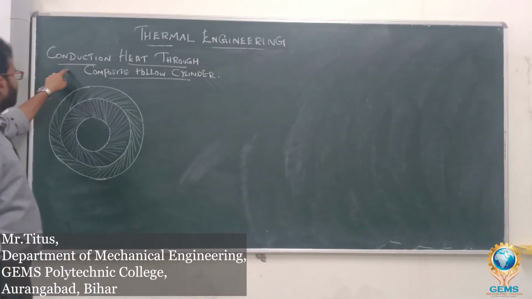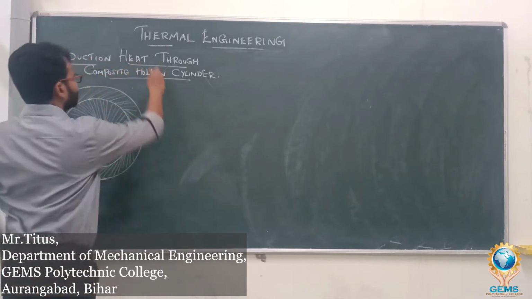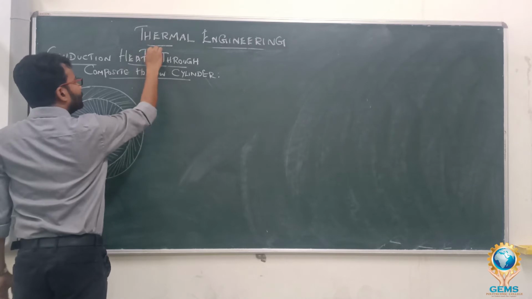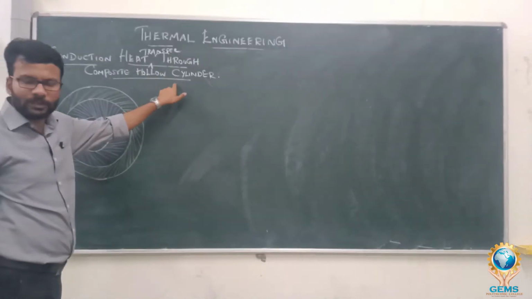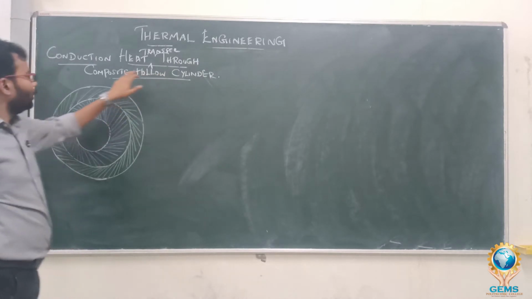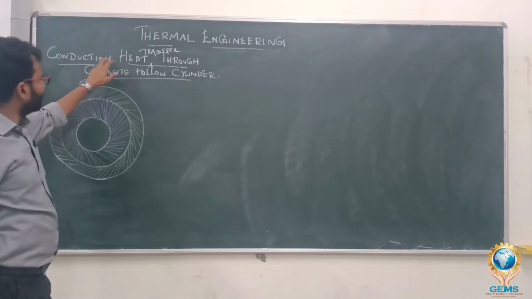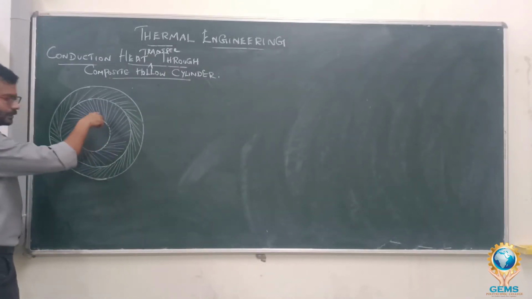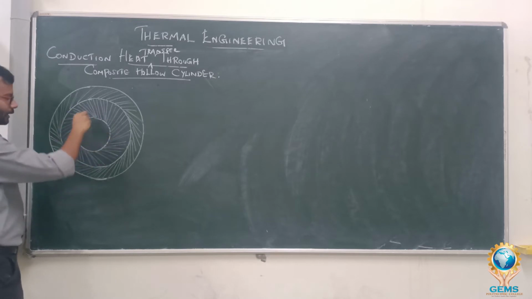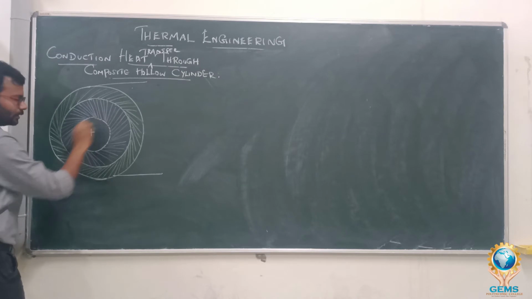So in this class we are going to see conduction heat transfer through a composite hollow cylinder. Last class we saw conduction heat transfer through a composite plain wall. Here we are going to see the conduction heat transfer through a composite hollow cylinder. Let us consider a cylinder that is in a hollow form, with the center part hollow.